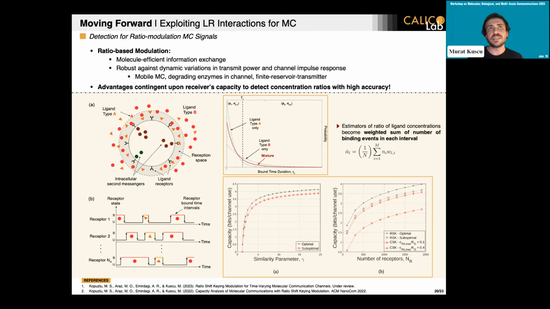So in that sense, this ratio shift keying modulation can be quite advantageous compared to the concentration shift keying. And what we did is to actually show that by only sampling the bound time durations of receptors with a very simple technique, we can actually very accurately decode the information encoded into the concentration ratio. And we calculated the end-to-end channel capacity with this RSK modulation and compared it to the CSK modulation when the transmit power of the transmitter is limited.